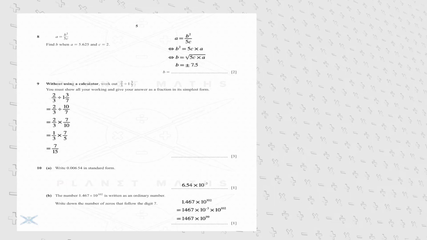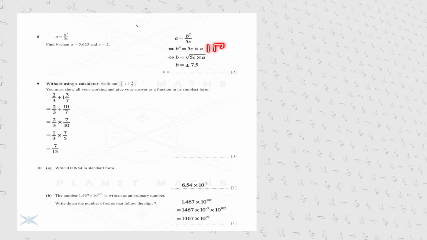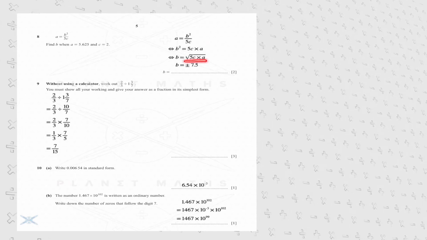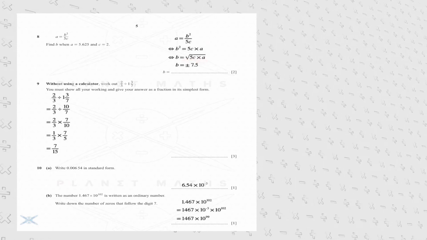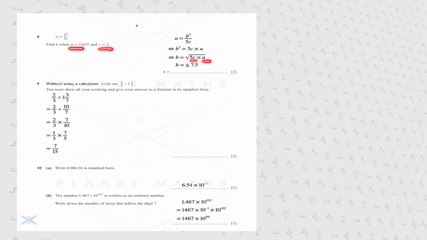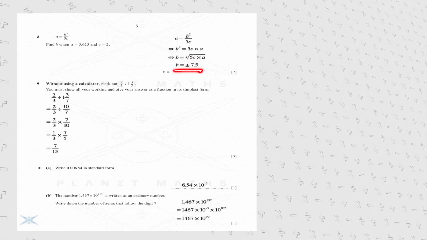And now to eliminate the exponent 2, we take the square root on both sides of the equation, leaving us with the expression that b is the same as the square root of 5c multiplied by a. And at this stage we substitute the variables for their corresponding values as mentioned within the exercise, and therefore we can conclude that b is either positive or negative 7.5.